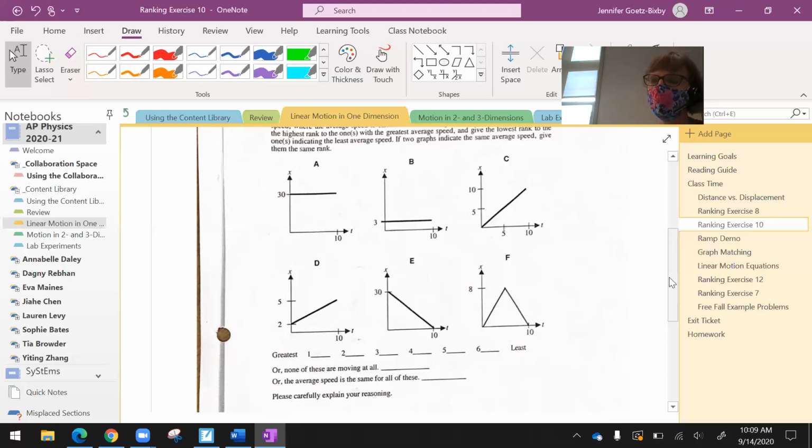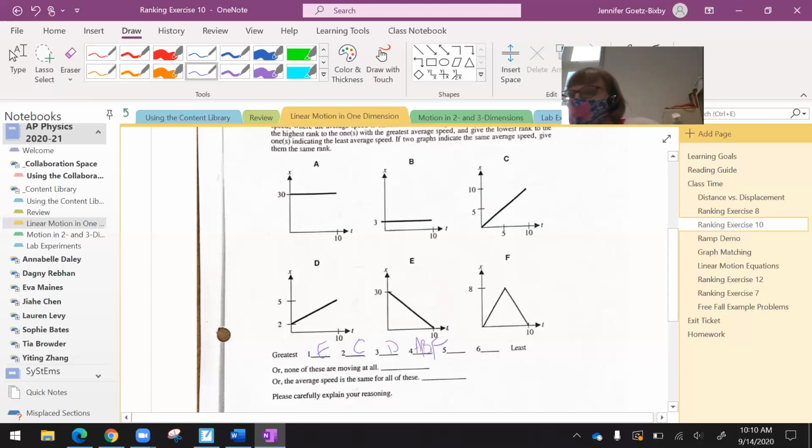Tia, what'd you get? I got E, and then C, D, and then A, B, and F all the same one. Oh, that's right. It does say speed. Darn it. Okay, CD, and then what do you think? C and D are in the same one, and then A, B, and F all in the same one.